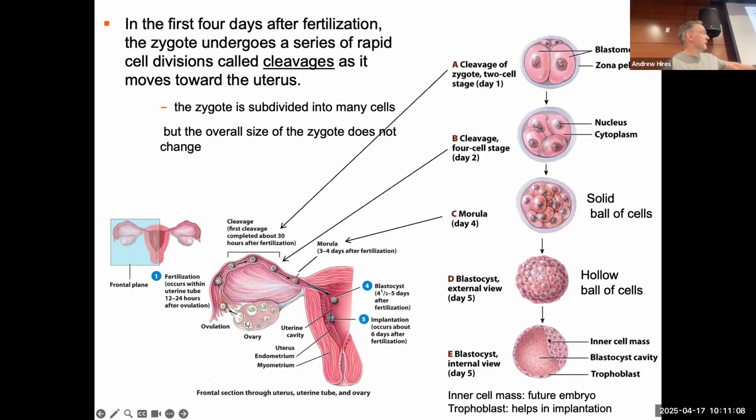So the inner mass, this is what's going to become the baby, right? This is going to become an embryo, and this outer ring here is what's going to interface with the uterine lining and allow the implantation and burrowing of this embryo into that lining. And this is called a trophoblast, and this is also what's going to turn into the placenta.